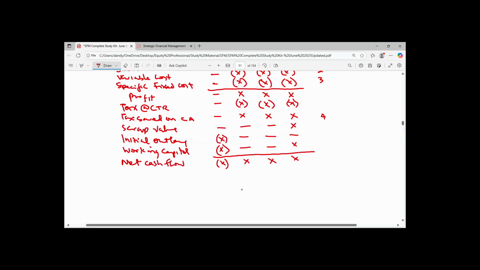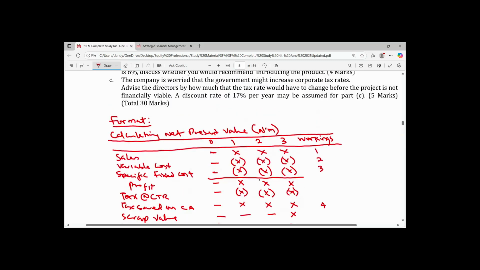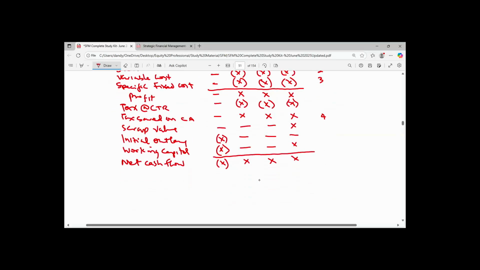So after the net cash flow, at this point, you can use any technique to appraise, to evaluate the project. You can use NPV, you can use internal rate of return, you can even use payback period, because this is cash flow. But the only technique that you cannot use is accounting rate of return, because accounting rate of return makes use of accounting profits. You don't use cash flow. All right, so that is that.